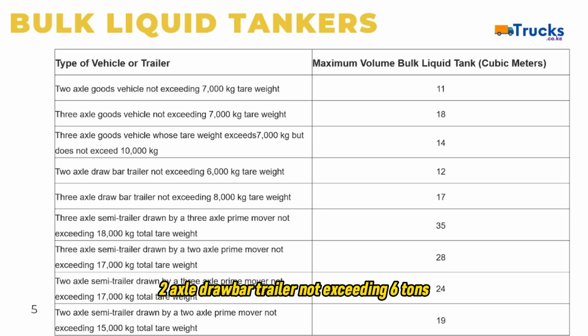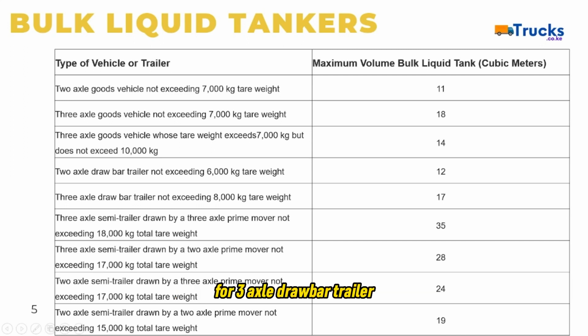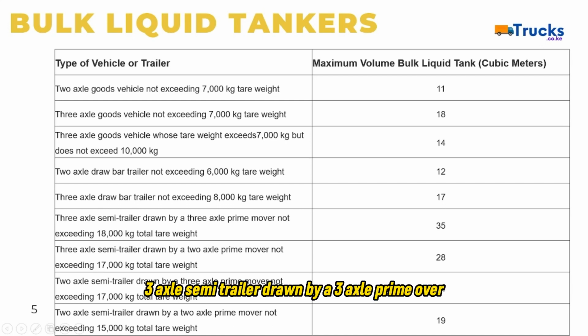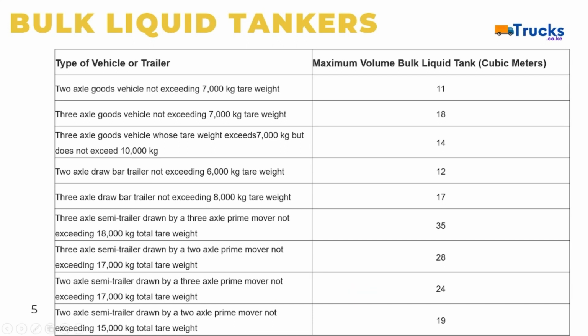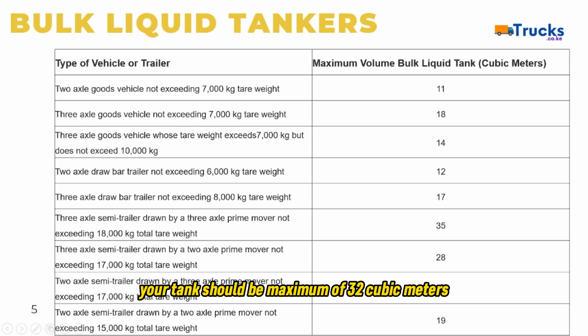2 axle dropper trailer not exceeding 6 tons tare weight, of course, you have to maintain 12 cubic meters. For 3 axle dropper trailer not exceeding 8 tons tare weight, you have to maintain 17 cubic meters. For 3 axle semi-trailer drawn by a 3 axle prime mover not exceeding 18 tons total tare weight, your tank should be a maximum of 32 cubic meters.